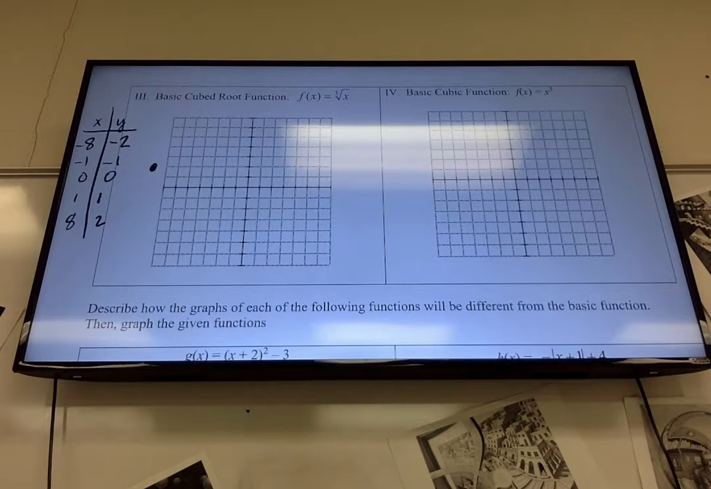Oh, I went the wrong way, didn't I? Sorry. Negative 8, negative 2. Negative 1, negative 1, 0, 0, 1, 1, 8, 2. That kind of looks like that basic shape. You can see I kind of missed a point. I'll just make the dot bigger.